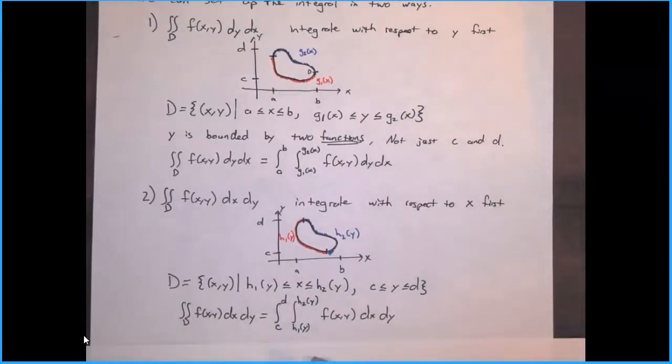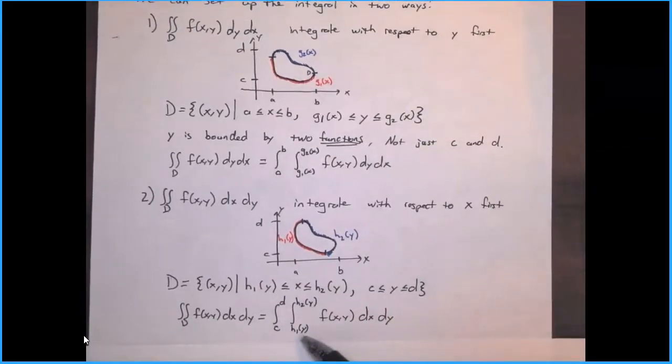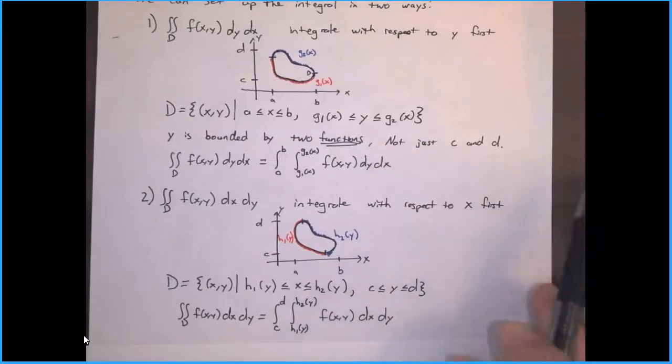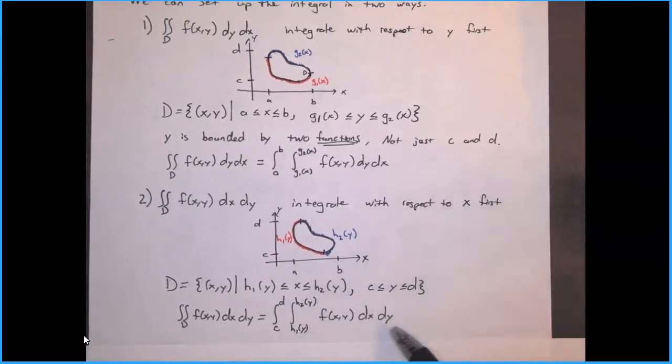If I integrate with respect to x first, I'm integrating from some function of y to another function of y that describes the boundary of my region. And then in y, when I integrate, I just go from c to d. So these are numbers. In the end, I want my answer to be a number. So my last set of bounds have to be numbers.